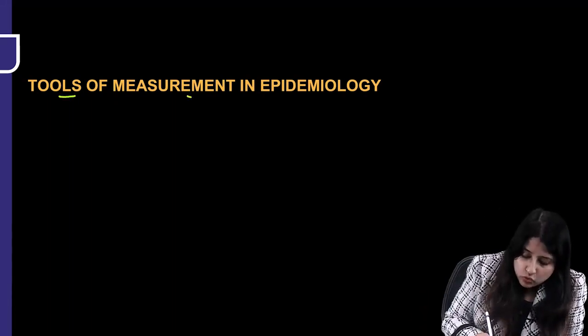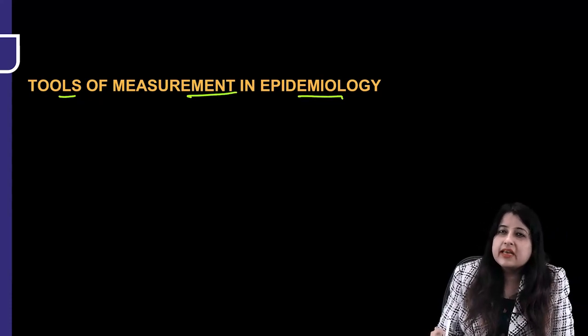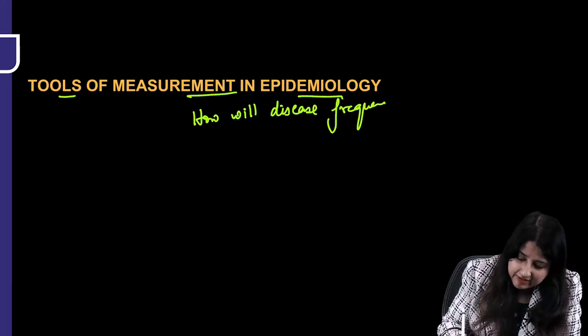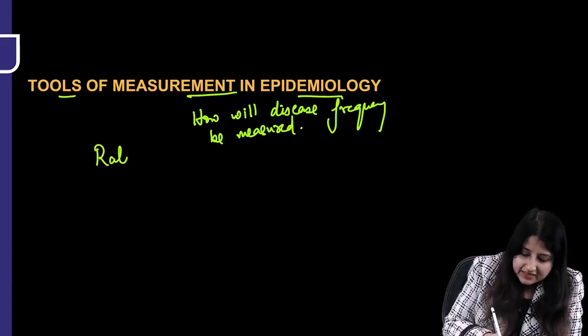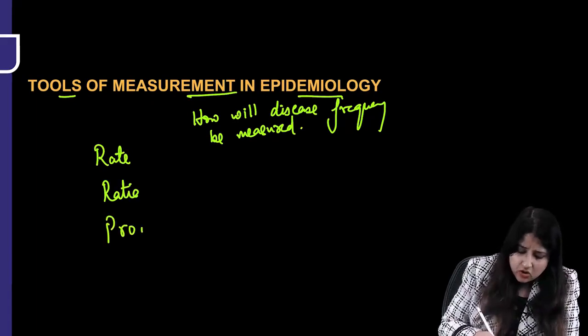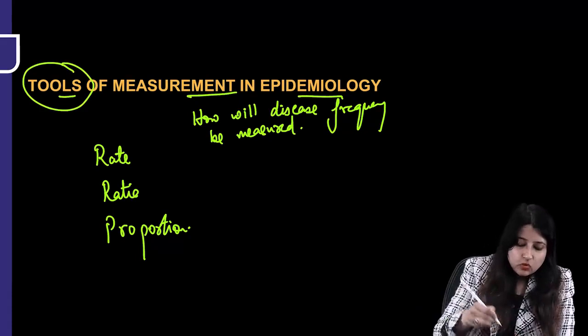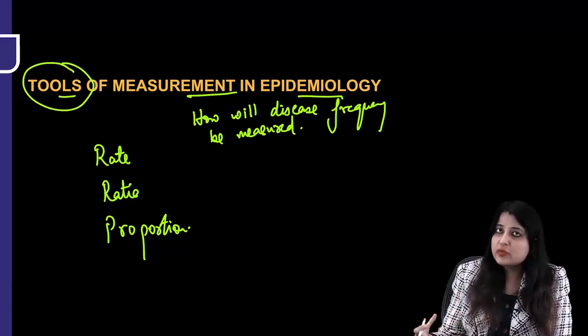So there are certain tools of measurement in epidemiology, okay? How will you measure the disease frequency? What are the tools that we can use? So we can use rate, ratio or proportion, all right? These are the tools used in epidemiology to express the frequencies. Now, obviously a question comes, I've taught you this before also, what is the difference between a rate, ratio and proportion? Now, first thing, see, whenever I say rate, ratio, proportion, each of this has a numerator and a denominator.